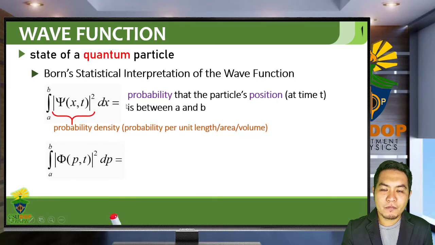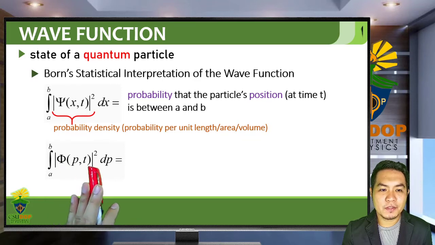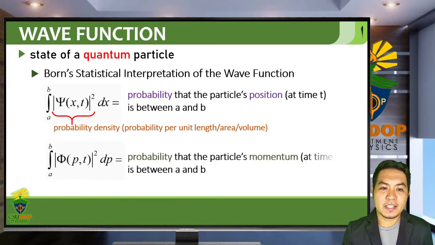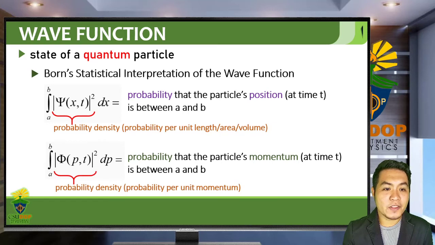You can also have the momentum space wave function. So if you integrate the momentum space wave function, phi squared, over momentum, dp, then that will give you the probability of finding the momentum of the particle. So in this case, you get the probability that the particle's momentum at a certain time t is between a and b. And for this case, the probability density is probability per unit momentum.